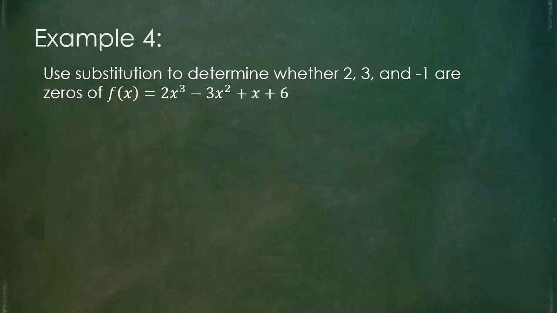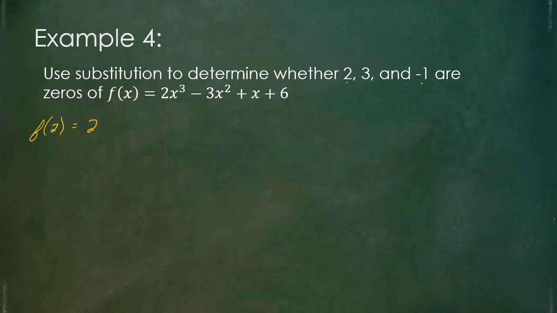Another type of problem that you'll have in your practice or your homework is going to be to just utilize substitution to determine if a list of numbers, so in this case it's given us 3 different numbers to test, to see if it actually is a 0 for the function. So as far as what I need to do, it's really as simple as just take the number and plug it in. If it's truly a 0 of the function, then the result I get should be 0.